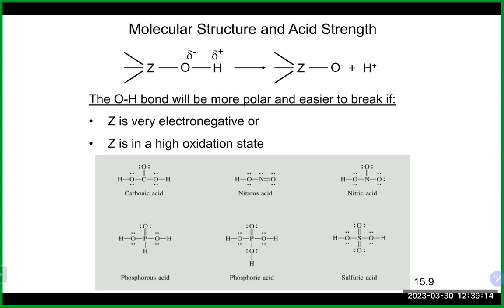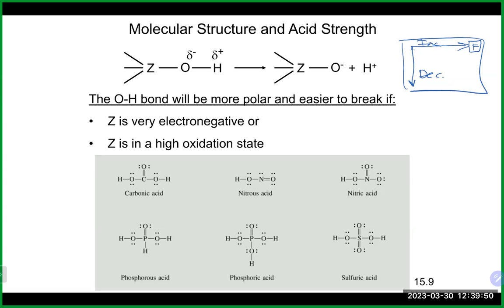A reminder, electronegativity is the ability of an atom to bring electrons towards itself. It increases as you go up and to the right on the periodic table, with fluorine being the most electronegative, and decreases as you go down and to the left. Oxidation state, as you might remember from some redox material, and we'll talk more about in a later chapter, is really the sort of charge that an element takes, oftentimes in a situation where they are sharing electrons.